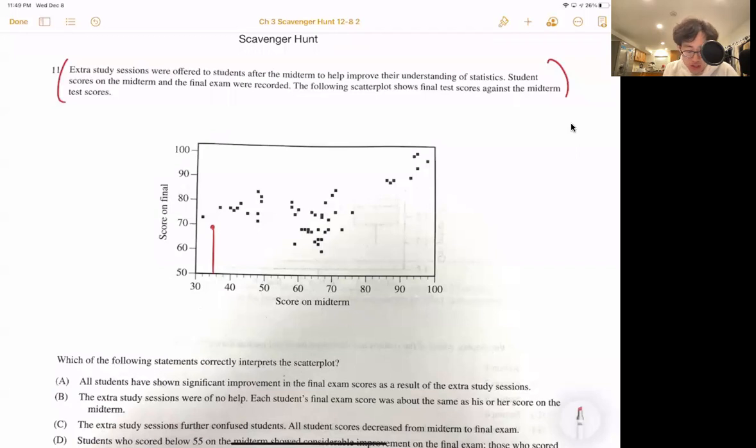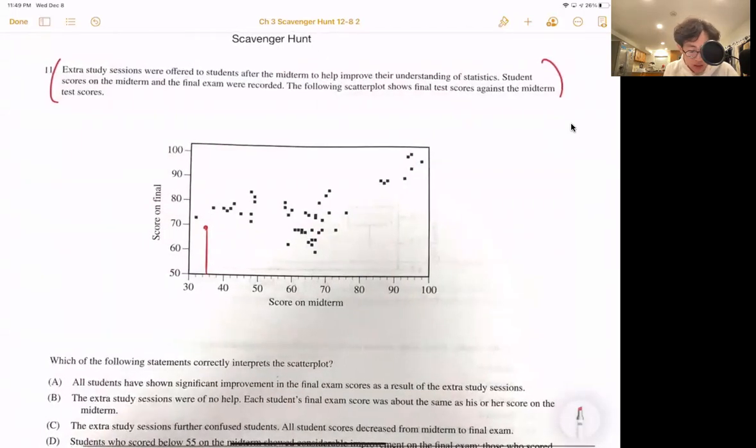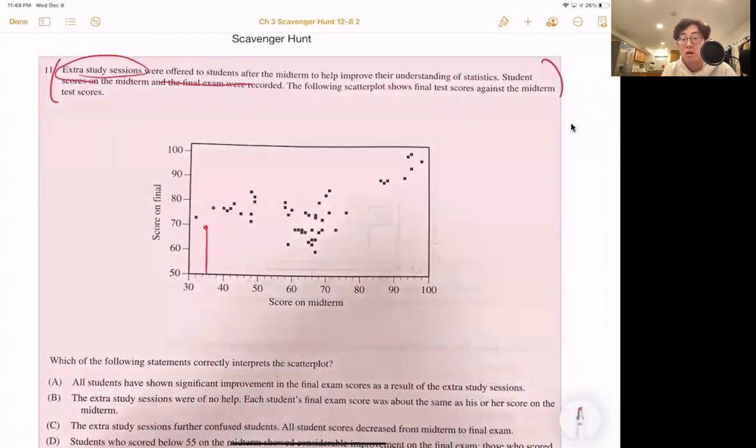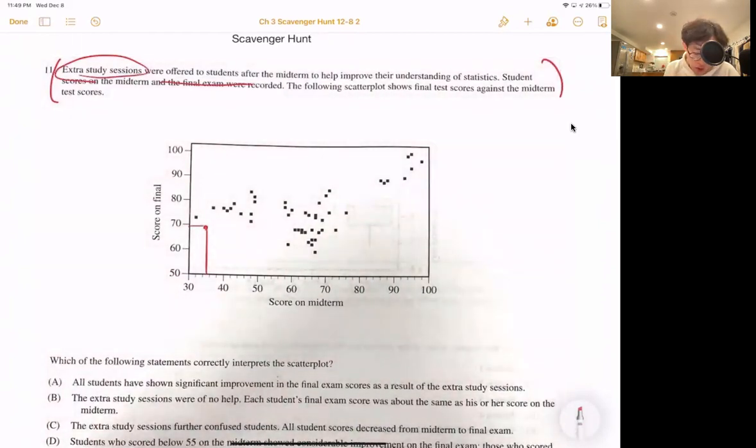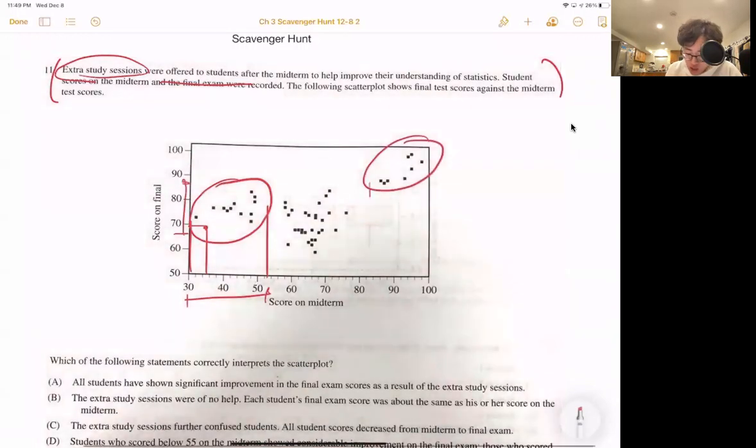But after this little study session, the extra study sessions that were offered after the midterm, this particular student was able to achieve a score of somewhere around 70. So the score has practically almost doubled after the study session, and it's pretty much true for all of these dots. You can see they range from anywhere between 30 to 50, but your Y ranges from like 70 to even 85%. Whereas compared to all the scores on the right-hand side, their score is practically between 85 to 100.